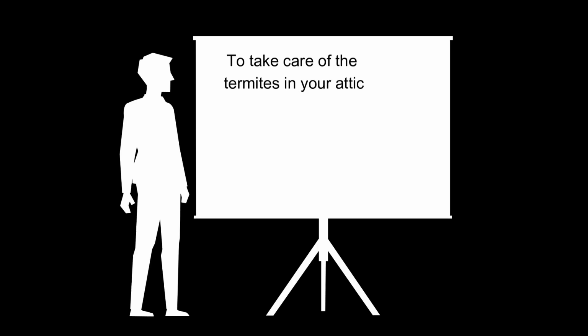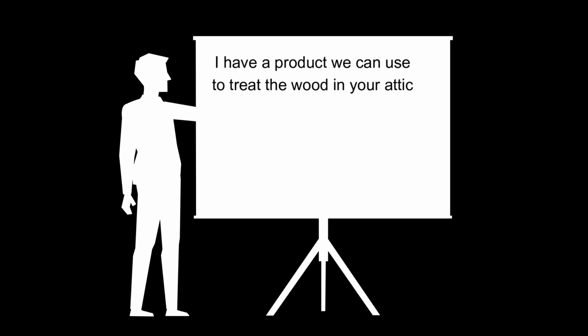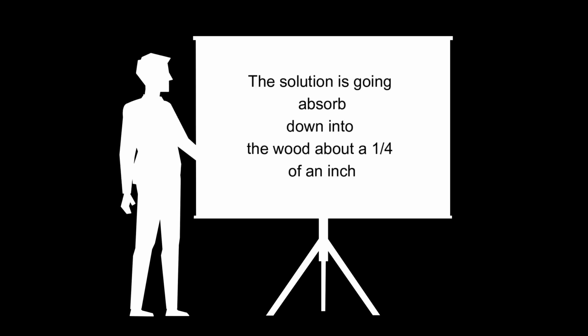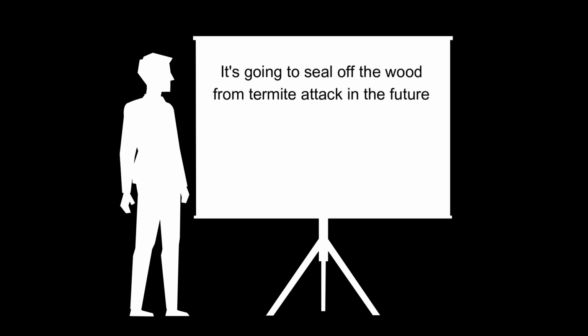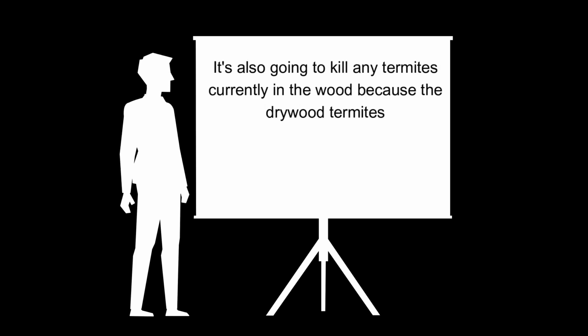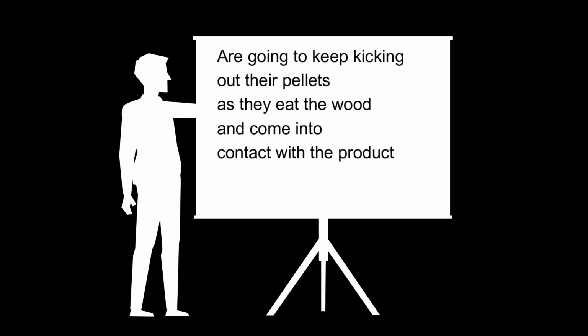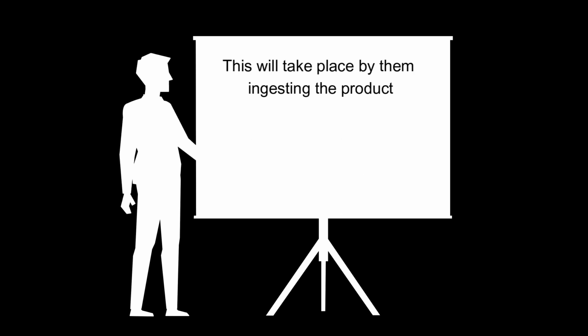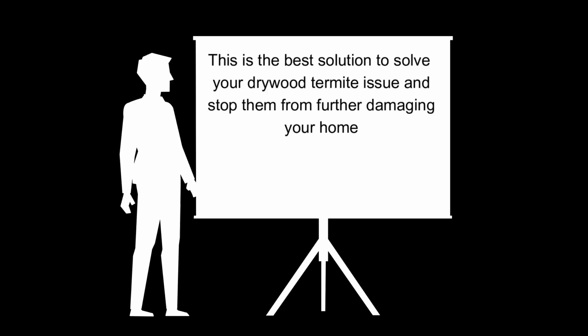To take care of the termites in your attic, I have a product that we can use to treat the wood in your attic. The solution is going to absorb down into the wood about 1/4 inch. It's going to seal off the wood from termite attack in the future. It's also going to kill any termites currently in the wood because the drywood termites are going to keep kicking out their pellets as they eat the wood and come in contact with the product. This will take place by them ingesting the product. This is the best solution to solve your drywood termite issue and stop them from further damaging your home.